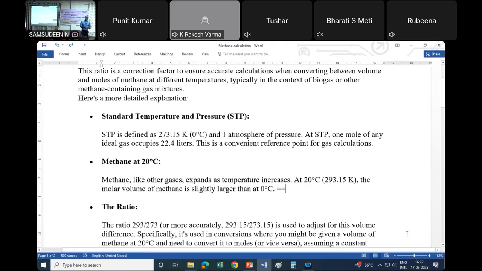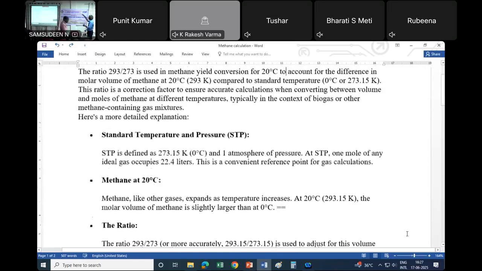Okay, now if you scroll up, you can tell how to convert the STP to the operating temperature of 20 degrees centigrade. Basically you take that number, 293 divided by 273, to convert your operating temperature from the STP calculation. That's where this number comes from.